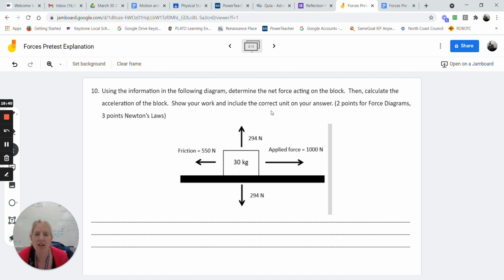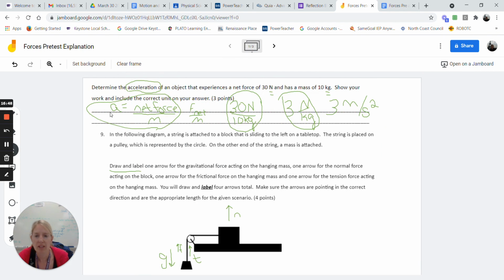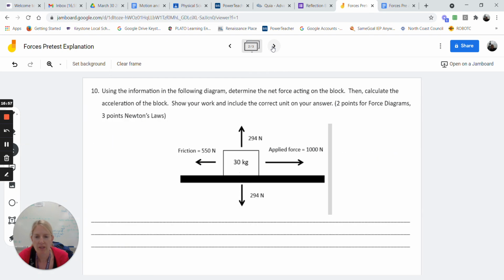Okay, so they want us to determine the net force acting on the block. We already determined net force in this problem. That's not true, we did acceleration. Apologies. Okay, let's try it this way. To determine the net force on this one, we're going to look at all of the arrows acting on the block. First I see that the force coming up out of the table, the normal force, and the force pulling down, gravity, are the same, right? So in that direction, they cancel out, or are balanced.